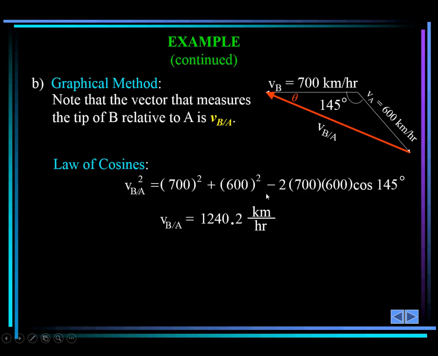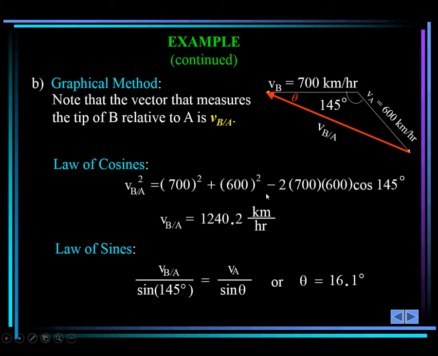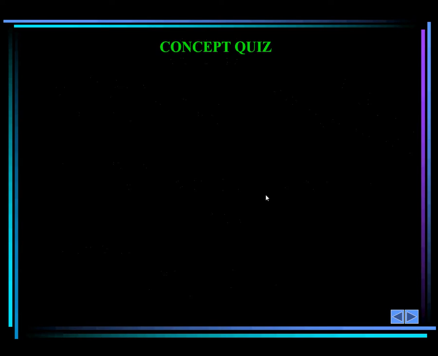So it's just application of the law of cosines. And using the law of sines, so law of sines or law of cosines, whenever you have this triangle.